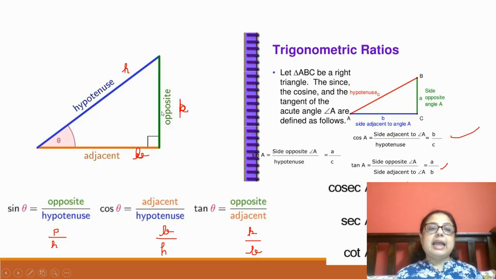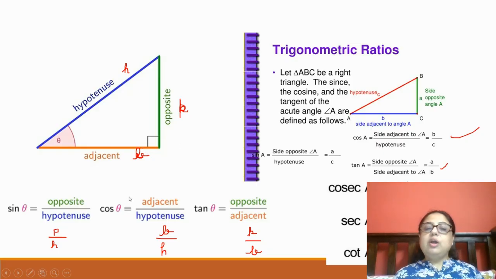If the opposite side of theta is p, the base is b, and the hypotenuse is h, then we can write sine theta equals p by h, cos theta equals b by h, and tan theta equals p by b, right? So if any one value is given and we know the value of theta, we can easily find the other sides of the right angle triangle.